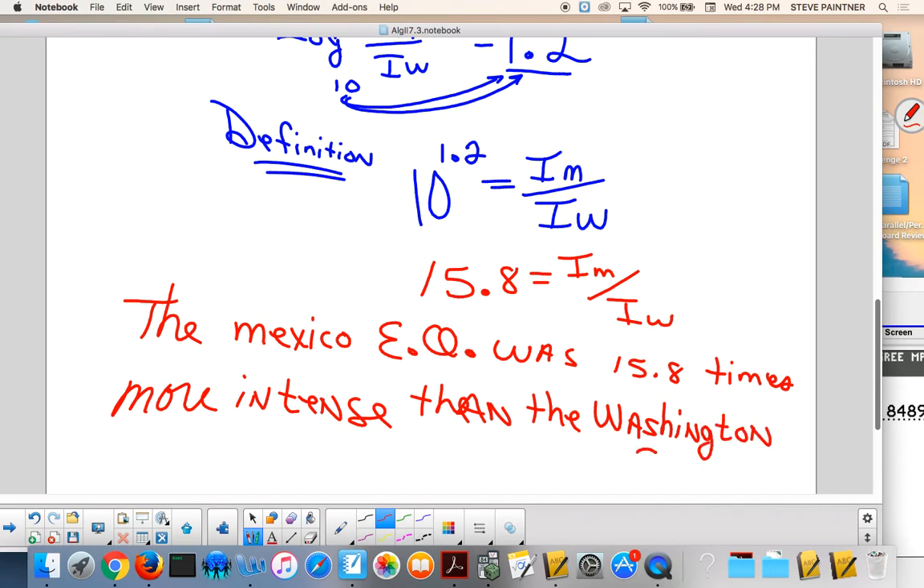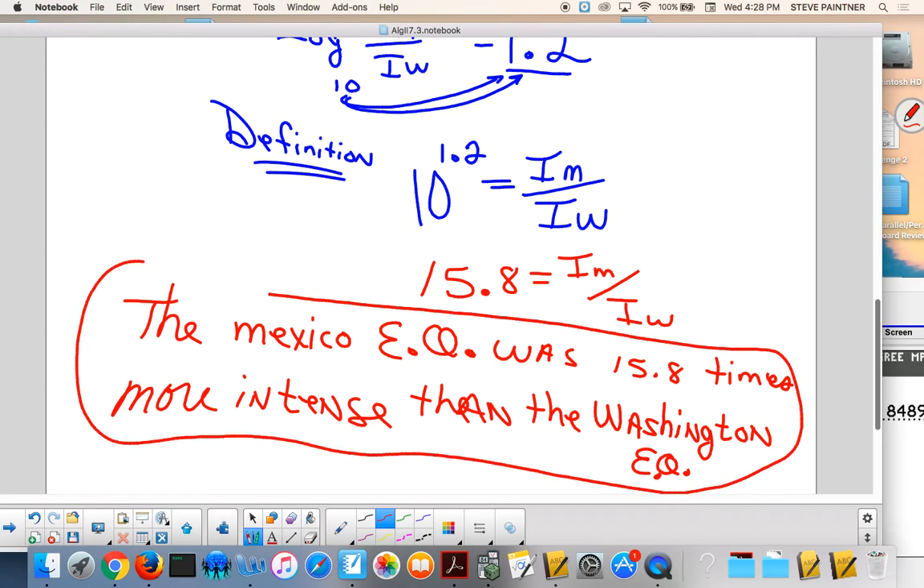This is kind of what you will need to do on your assignment. This is what you're going to have to do in your assignment. This is what you'll have to do in your quiz. You'll have to write me a sentence that makes sense. What did the 15.8 stand for? Basically, how many times more intense was the Mexico earthquake than the Washington earthquake, which is big. It's really big. Hopefully that helps you with your assignment tonight.